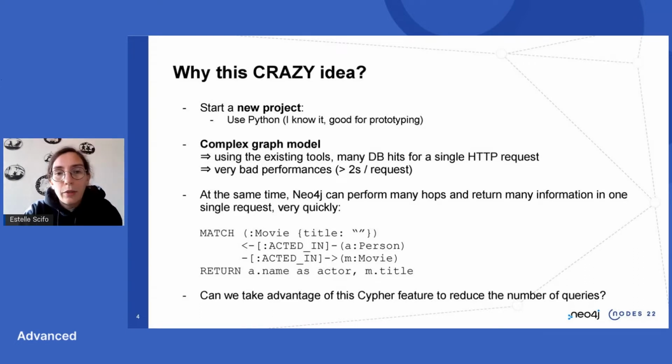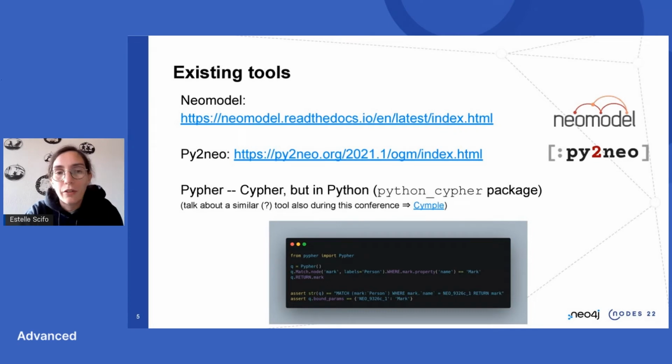At the same time, we all know that thanks to Cypher, we can perform queries that go through multiple hops and retrieve the data that we are crossing during that path. So the question is, can we take advantage of this Cypher feature to reduce the number of queries and improve a little bit the performance of our requests?